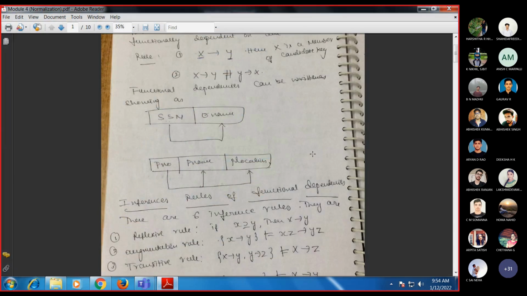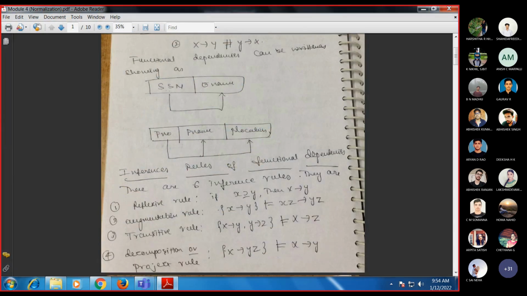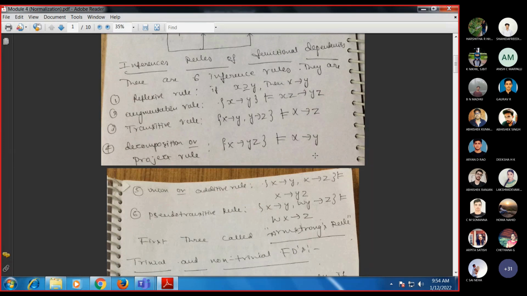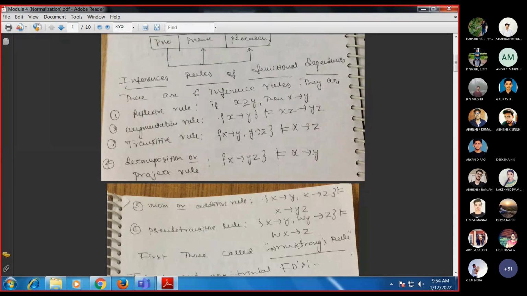Next, inference rules of functional dependency. This is a very important topic in the exam. You may be asked to explain or write the inference rules of functional dependency. There are six inference rules of functional dependency.